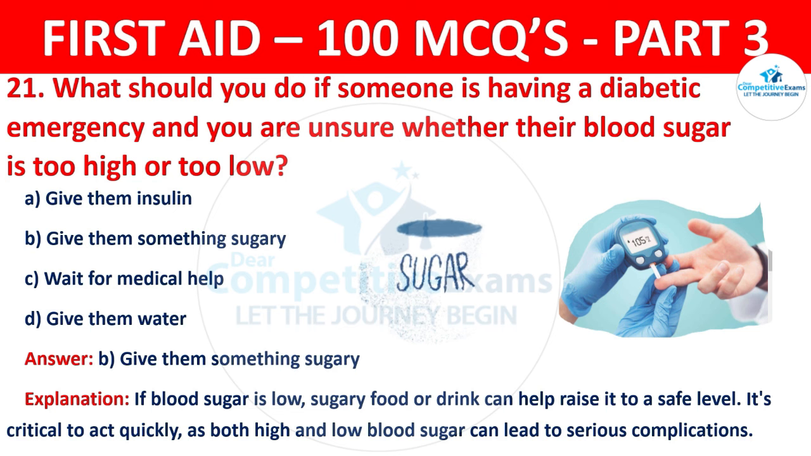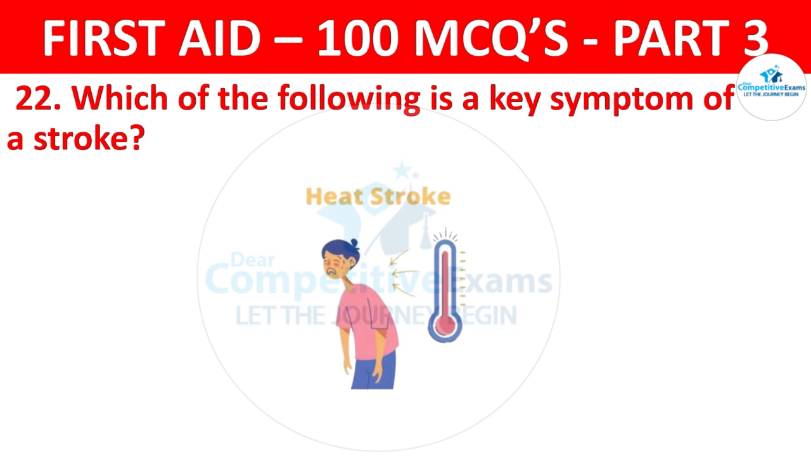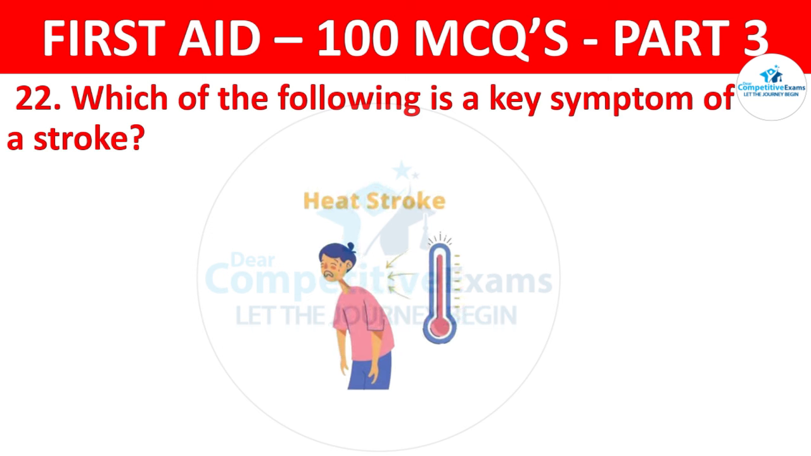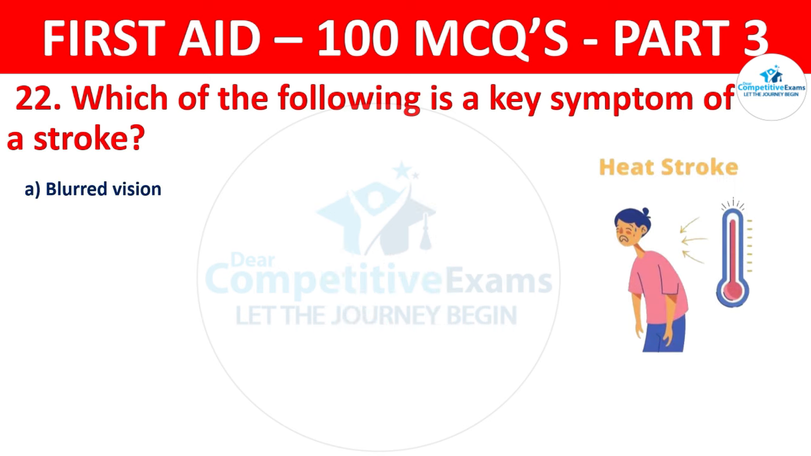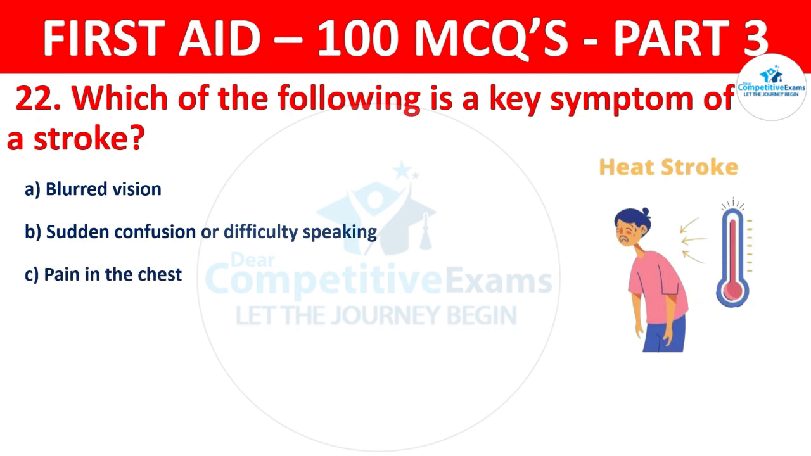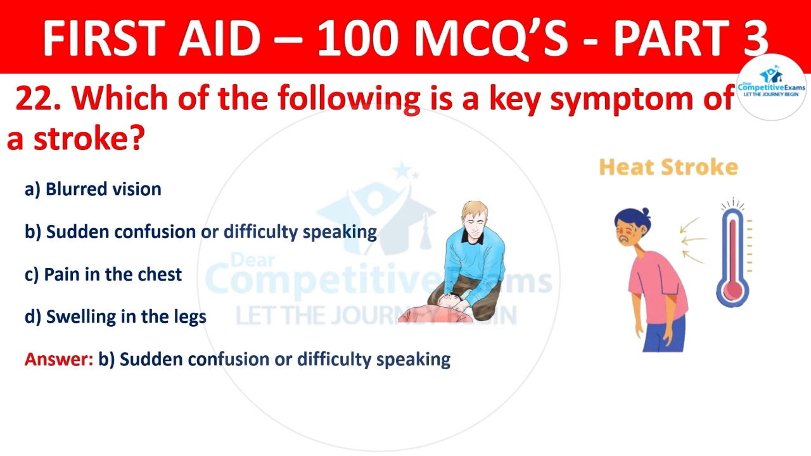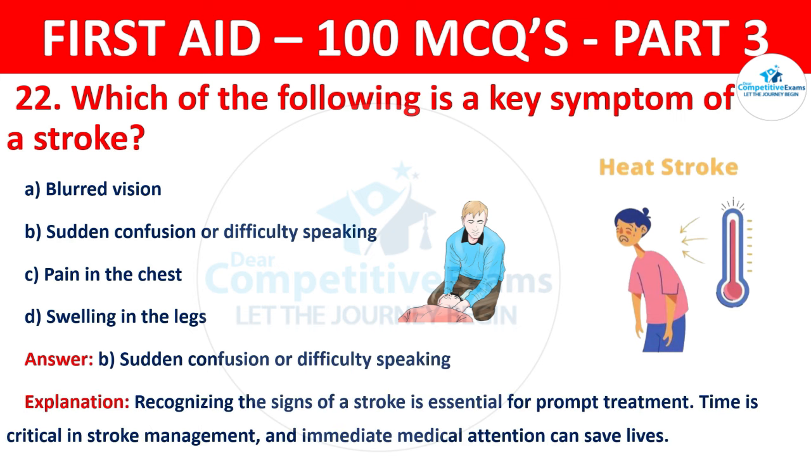Question number 22. Which of the following is a key symptom of a stroke? The options are: blurred vision, sudden confusion or difficulty in speaking, pain in the chest, or swelling in the legs. The correct answer is B, that is sudden confusion or difficulty while speaking. Recognizing the signs of a stroke is essential for prompt treatment. Time is critical in stroke management, and immediate medical attention can save lives.